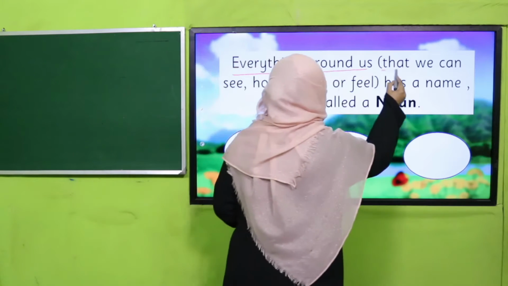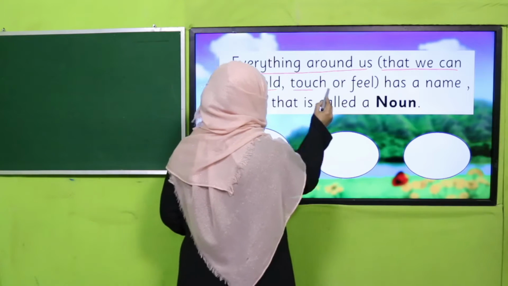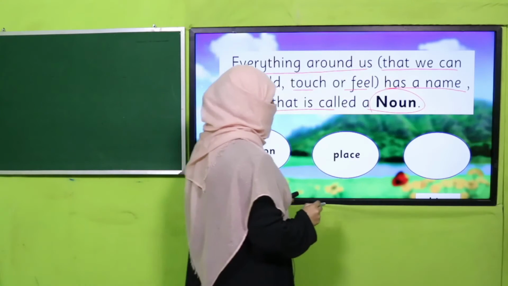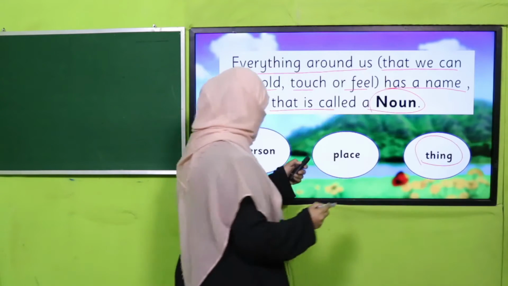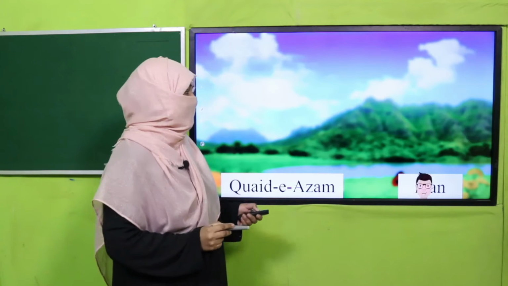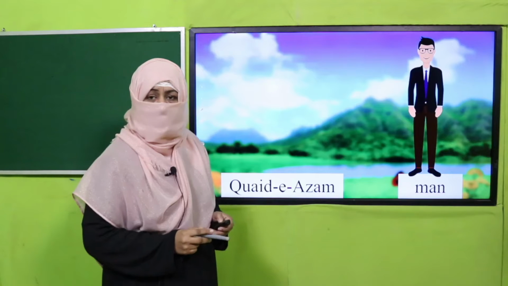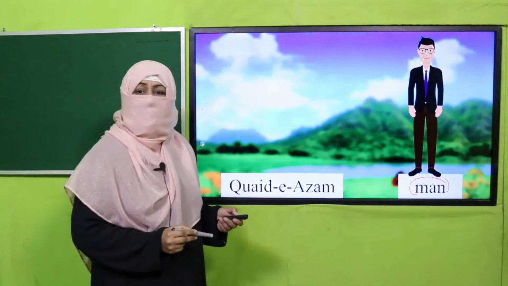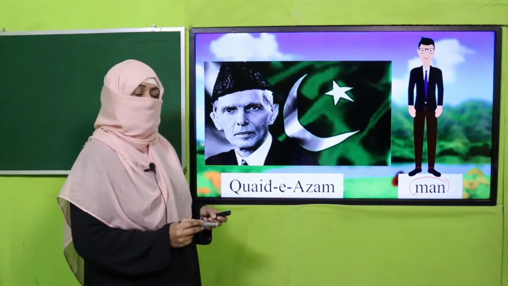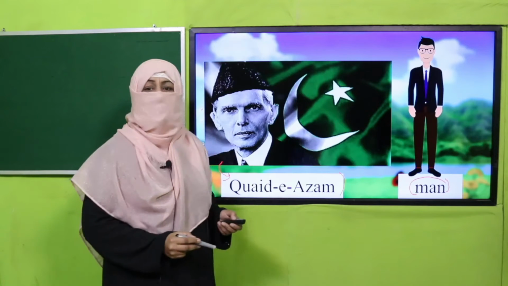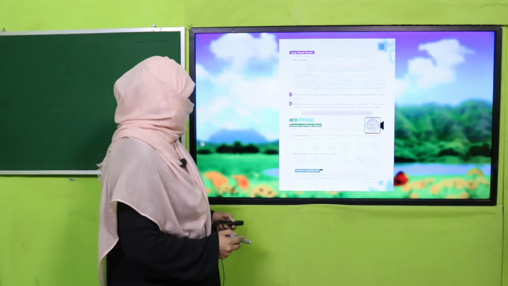Everything around us that we can see, hold, touch, or feel has a name, and that is called a noun. And this noun refers to a person, place, or thing, and thing includes a lot of things we already know. And when a noun refers to a person in general, that is called a common noun, man. But when I say Qaid-e-Azam, it refers to a specific person. That's why it's called proper noun. This we already know. So let's see what your book says about it.